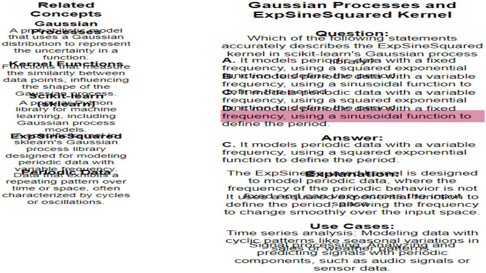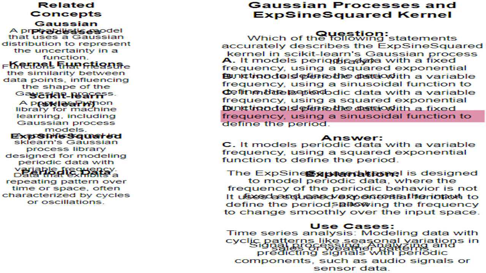False. Incorrect. The exp sin squared kernel models periodic data with a variable frequency, not a fixed one. False. Incorrect. While it models periodic data, the exp sin squared kernel uses a squared exponential function to define the period, not a sinusoidal function.